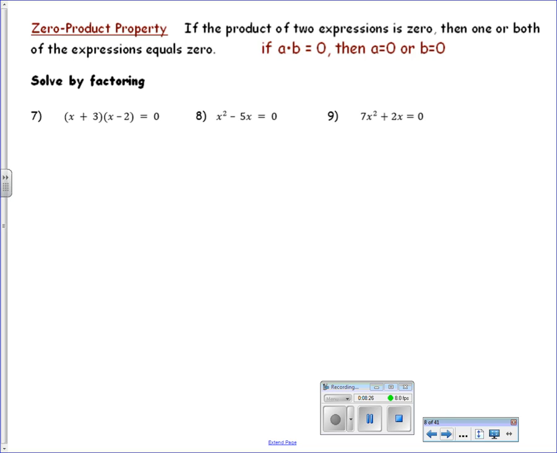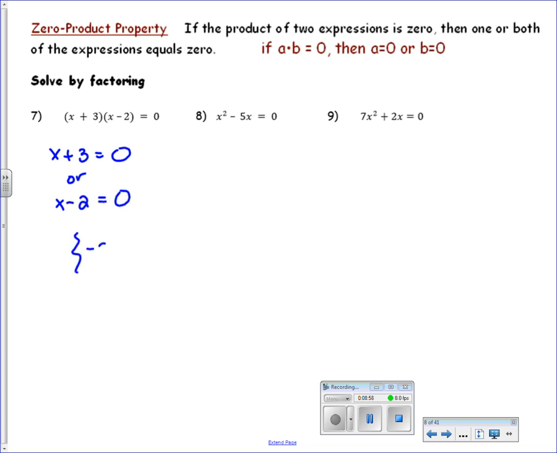So looking at the zero product property, if you imagine two numbers that would multiply to make 0, you know something about one of your numbers. And so hopefully you realize that one of them would have to be 0. Okay, so when we solve by factoring, we know things are factored when we see parentheses. So in number 7, this is already factored. So this is easy. So according to the zero product property, either x plus 3 equals 0 or x minus 2 equals 0. And then we solve.